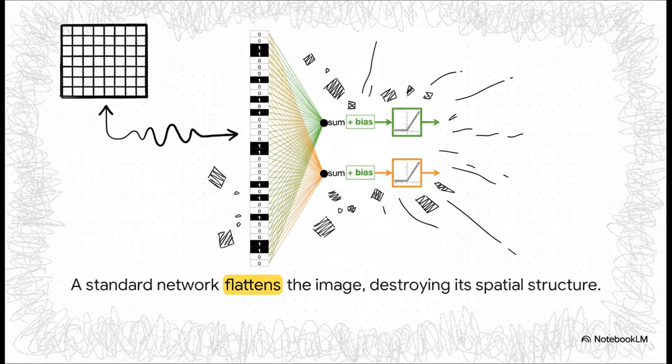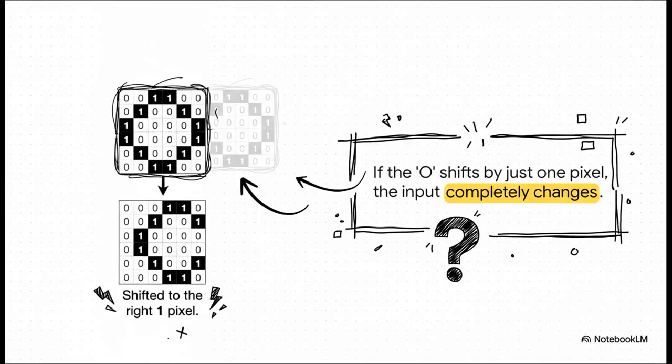What the network does is it takes that nice 2D grid of pixels and just flattens it. It turns it into one long single line of data. And when it does that, it throws away the most important piece of information. Which pixels are next to which other pixels? The spatial relationship, the actual shape, is completely destroyed. And here's where it really falls apart. Watch this. If that O just shifts over by one single pixel, something that to us is totally meaningless, it's still an O. The list of numbers that gets fed into the network is now completely different. The network thinks it's looking at a brand new, totally unrelated image. So yeah, not very robust.